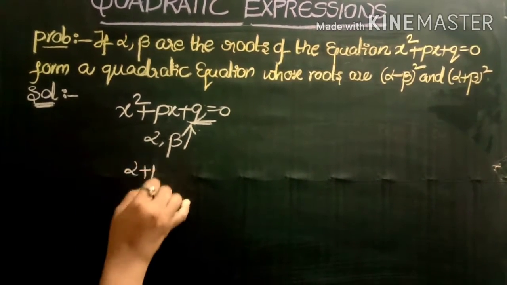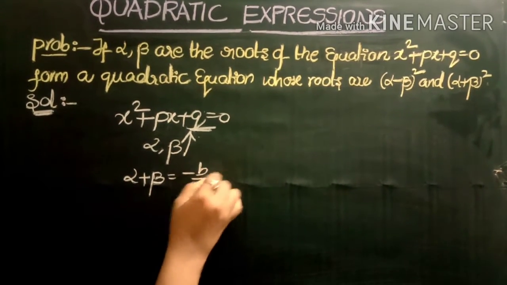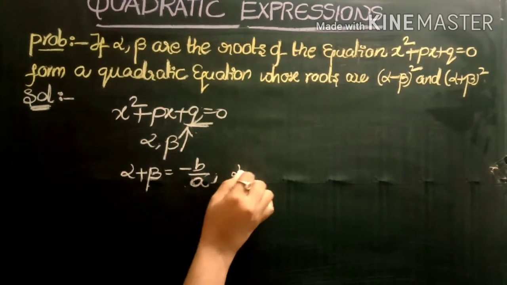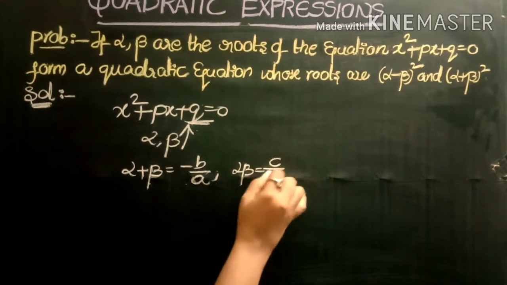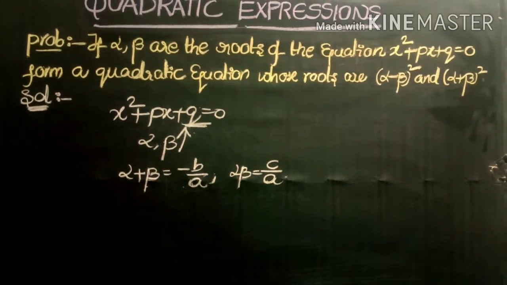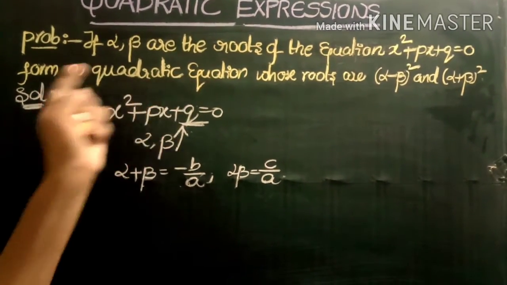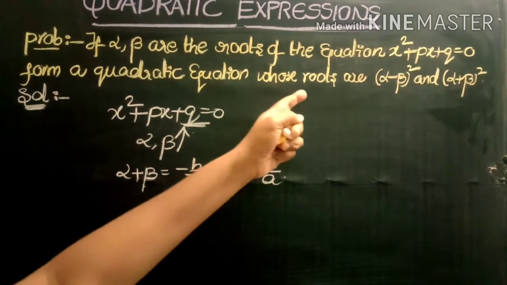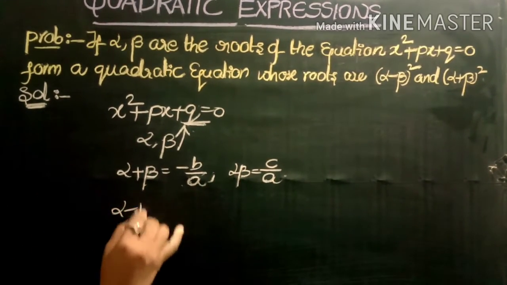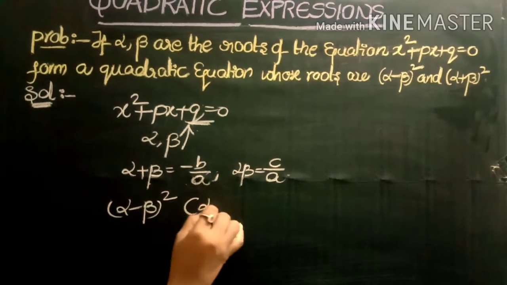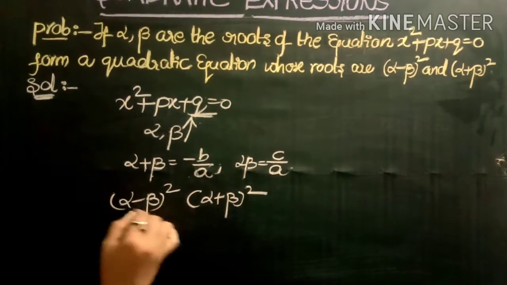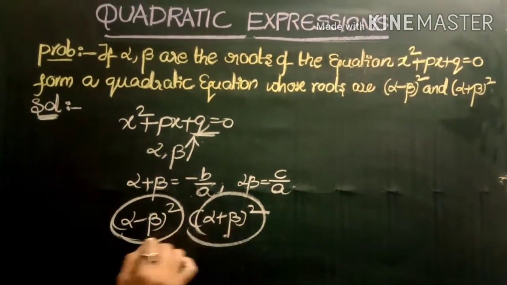Now given that alpha, beta are the roots of this equation, the sum of the roots alpha plus beta is equal to minus b by a, and the value of alpha into beta is equal to c by a. And form the quadratic equation. The given question is to form the quadratic equation whose roots are (alpha minus beta) whole square and (alpha plus beta) whole square. Now we want to form the quadratic equation with these two values as roots of the equation.